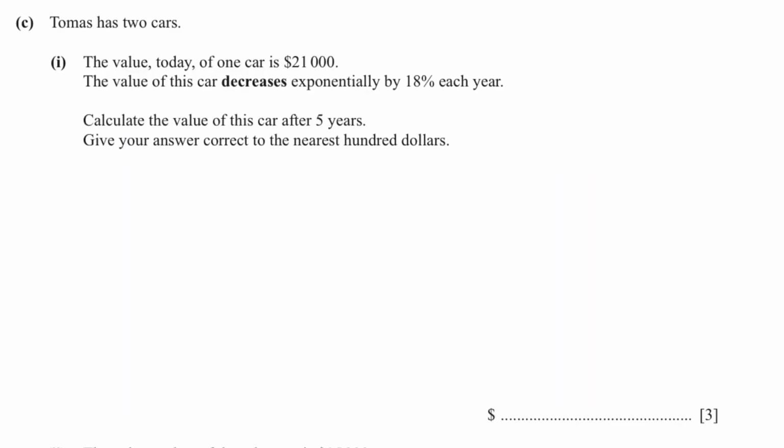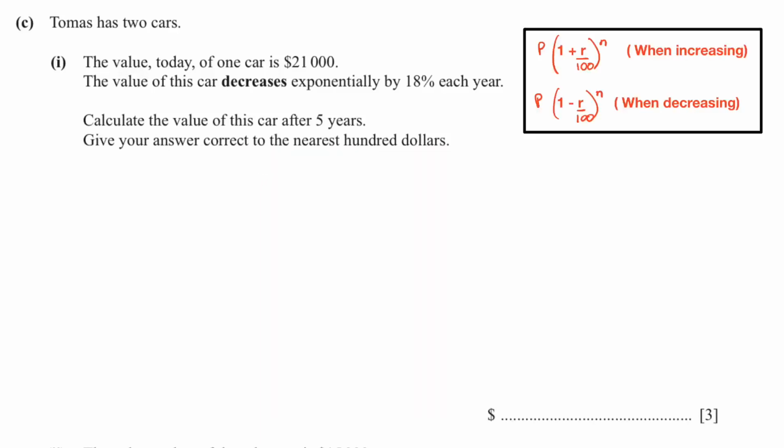In Part C, Thomas has two cars. The value today of one car is $21,000. The value of this car decreases exponentially by 18% each year. Calculate the value of this car after 5 years. Give your answer correct to the nearest $100. Again, there's a formula that you can follow. This is the one that we will be using.